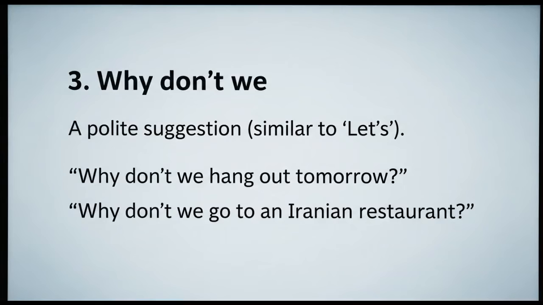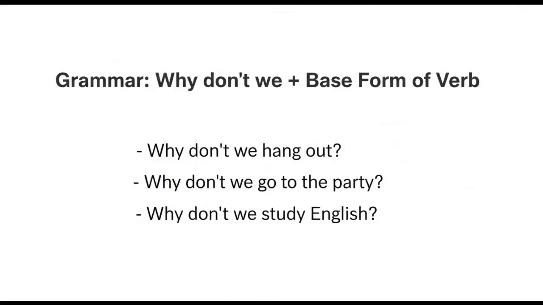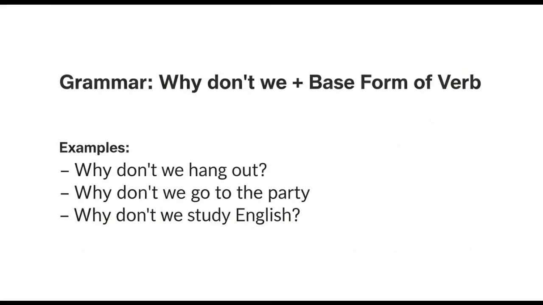Why don't we grammar? The grammar for why don't we is just as simple as let's. We start with why don't we? Then we use the base form of the verb. Examples. Why don't we hang out? Hang out is the base form. Why don't we go to the party? Go is the base form. Why don't we study English? Notice that the structure for why don't we eat later today is very similar to let's eat later today. If you understand one, you'll understand the other.